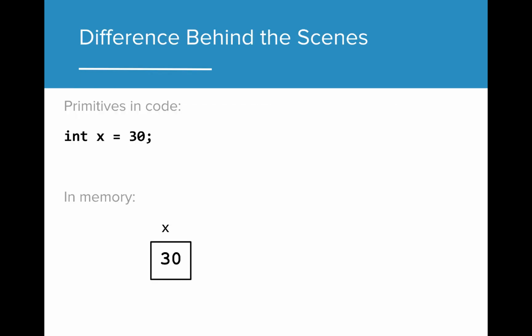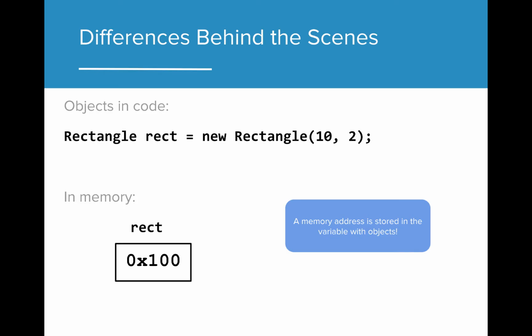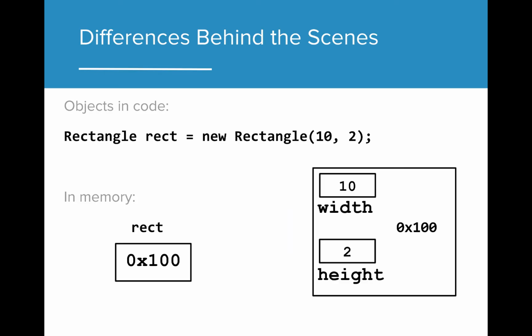As we've discussed with primitives, if we have the line int x equals 30, in memory there's actually the value 30 stored inside that variable x. For reference objects, we have a memory address stored in the variable. For the line of code Rectangle rect equals new Rectangle(10, 2), that has a rectangle object with a width of 10 and a height of 2, we don't actually have that rectangle object stored inside that variable. Instead, the memory address corresponds to a place in memory where the actual attributes of the rectangle are stored.